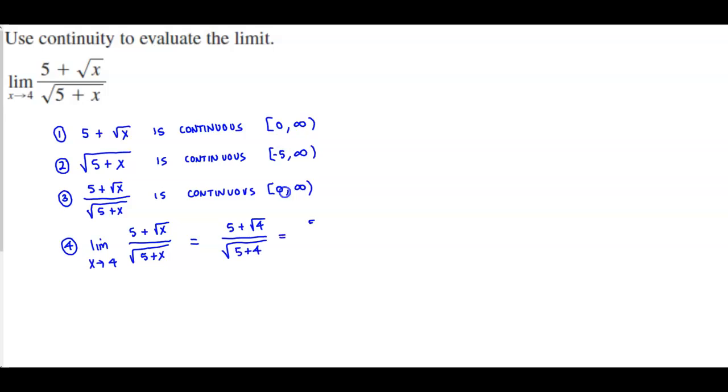So in the numerator, it's 5 plus 2. The square root of 5 plus 4 is 9, so that's going to give us 3. So therefore, our result is 7/3.